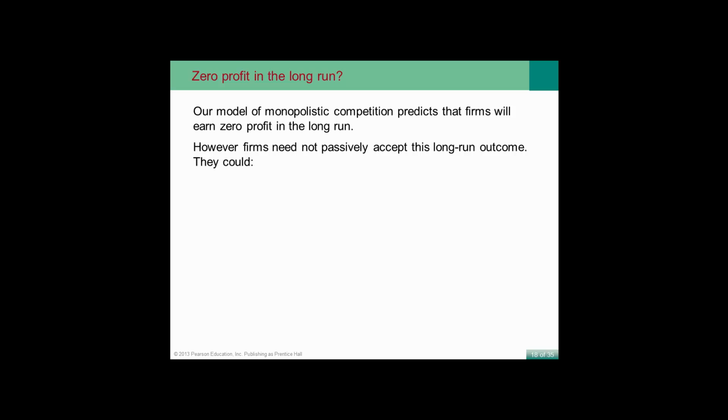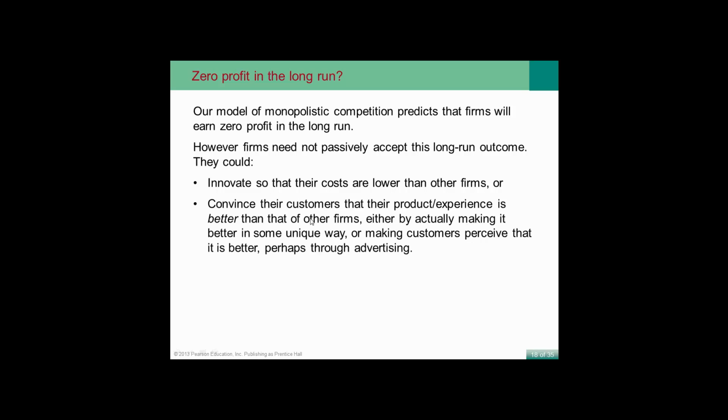Our model of monopolistic competition predicts that a firm will earn zero profit in the long run. However, firms need not passively accept the long-run outcome. What could they do? This is where your ideas around business kind of shape this. They could innovate so that their costs are lower than other firms. Or they could convince their customers that their product or experience is better than other firms, either by actually making it better in some unique way or making customers perceive that it is better, perhaps through advertising.